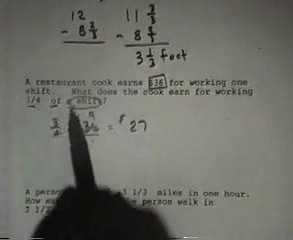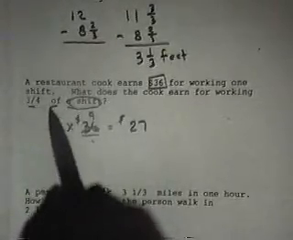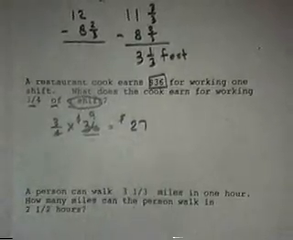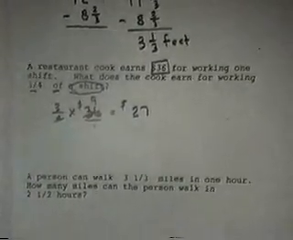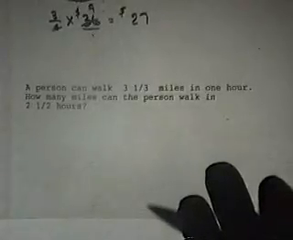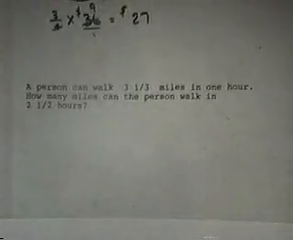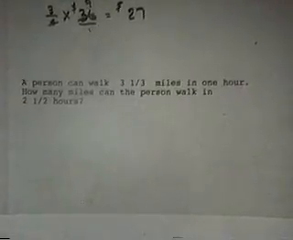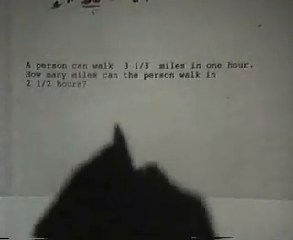3/4 of a shift. 3/4 times whatever the shift is, which happens to be $36. All right, let's look at the next example. It says a person can walk 3 1/3 miles in 1 hour. How many miles can the person walk in 2 1/2 hours? Well, that'll take some thinking.